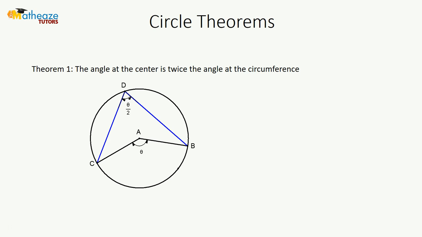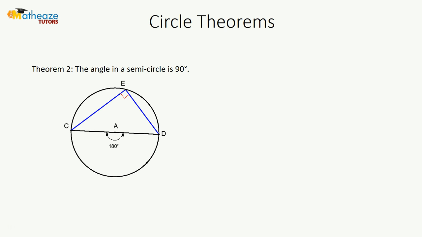The theorem states that the angle at the center is twice the angle at the circumference. So if you look at this, angle CAB is going to be 2 times the angle CDB. Now let's look at theorem number 2.